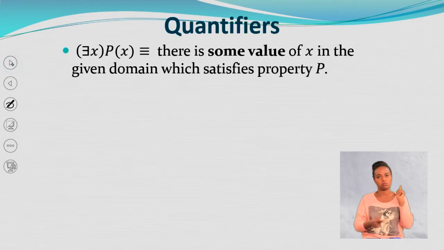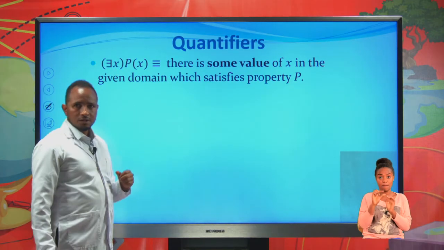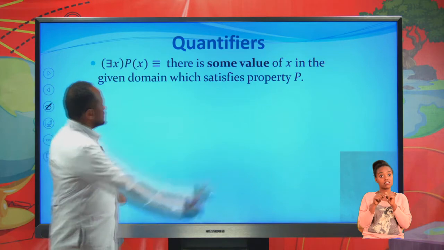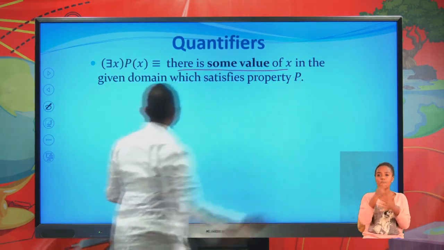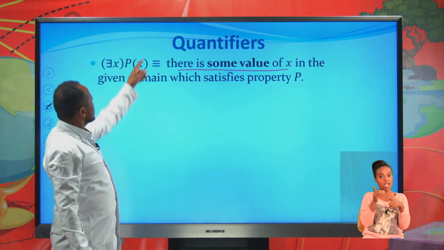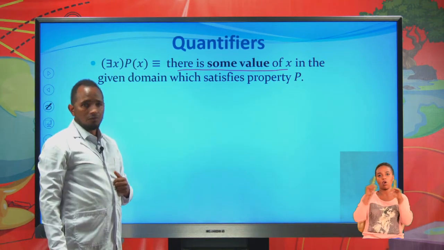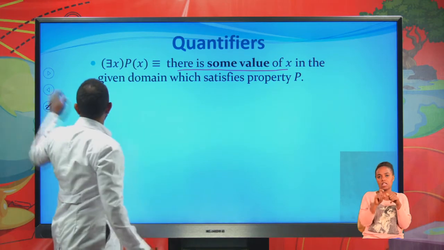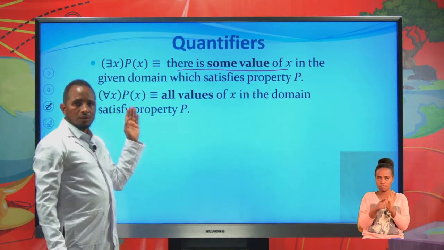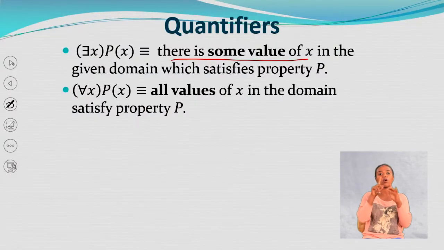Okay, now let's see generally what a quantifier means. For some x, p of x: this statement means there is some value of x in the given domain satisfying the statement p of x. This is the meaning of "for some x, p of x." And take this one. For all x, p of x: this means that all values of x in the domain satisfy the property p of x.